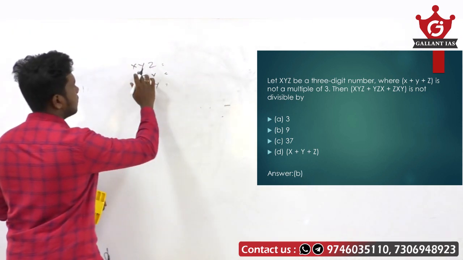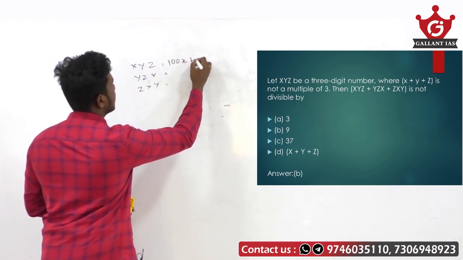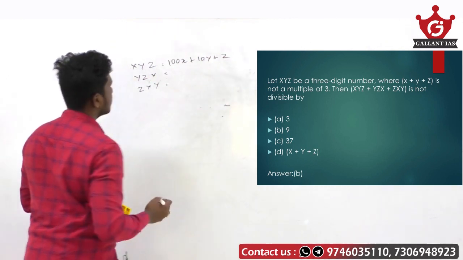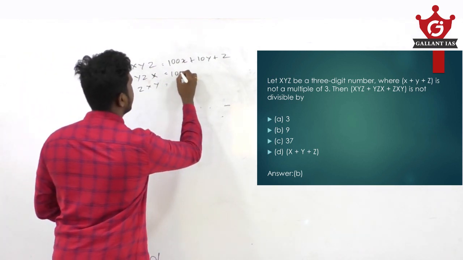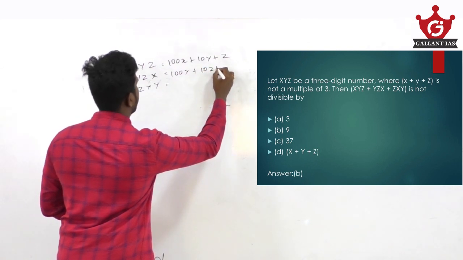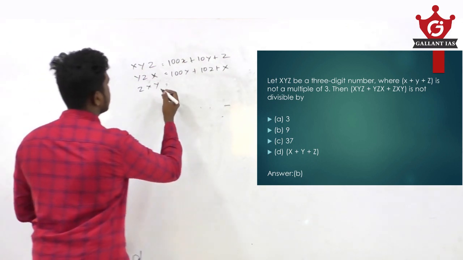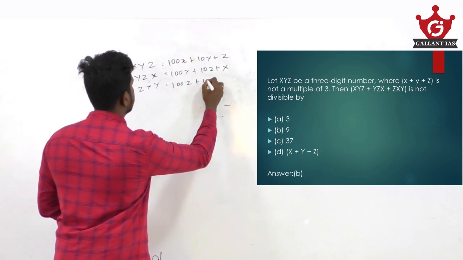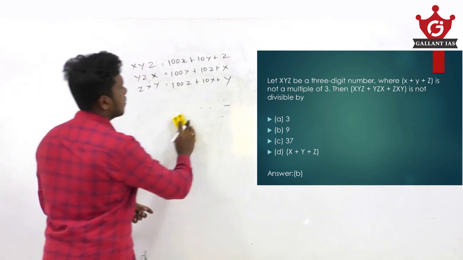So, first of all, represent xyz. It will be 100x plus 10y plus z, right? Now, the second term is yzx. It will be 100y plus 10z plus x, right? Now consider the final term: 100z plus 10x plus y. Okay, so we got it, right?